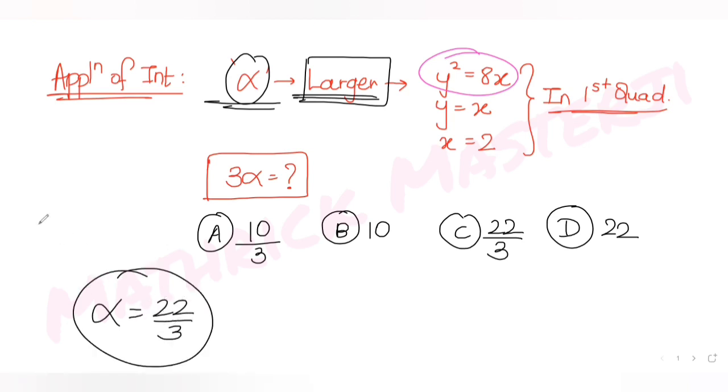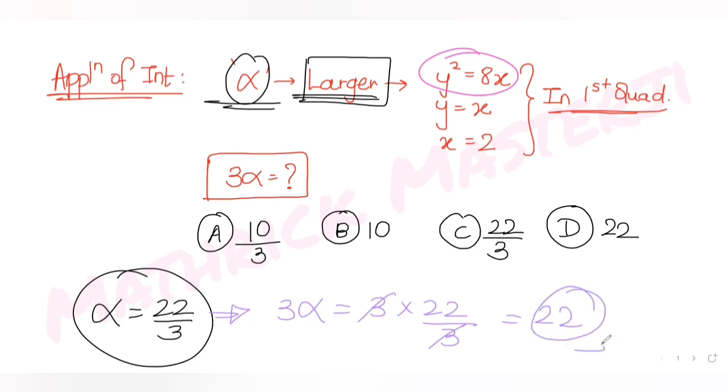Once I have the value of alpha with me, I just need to figure out the value of 3 alpha. That gives me 3 into 22 over 3. So 3 cancels. You get the answer as 22, and 22, if you see, it matches with option D. So D becomes a correct answer for the question that is given to us here.